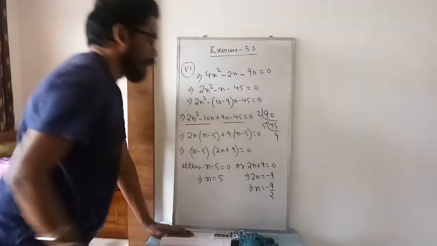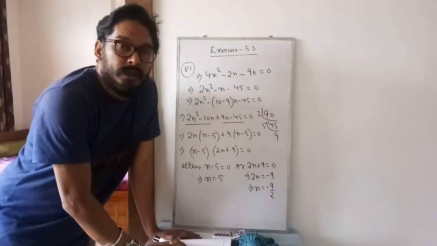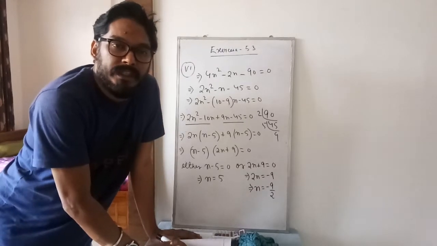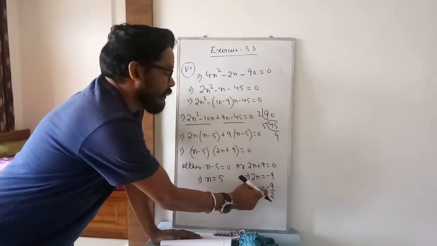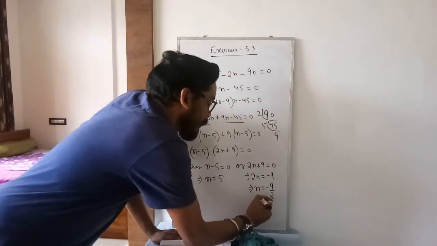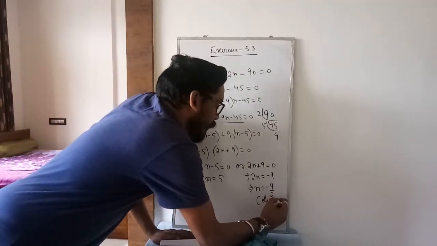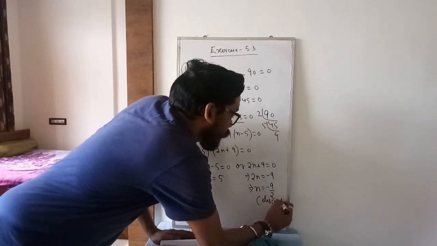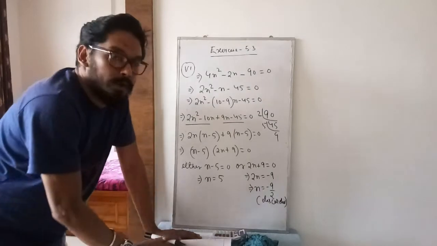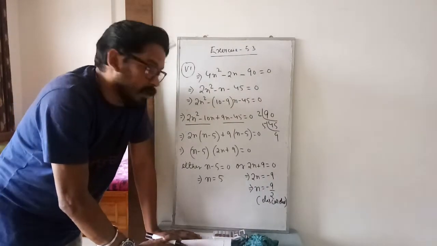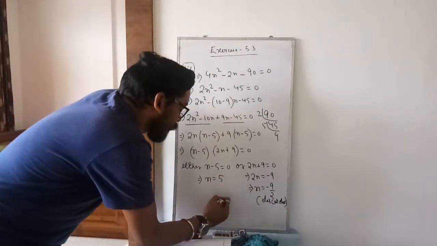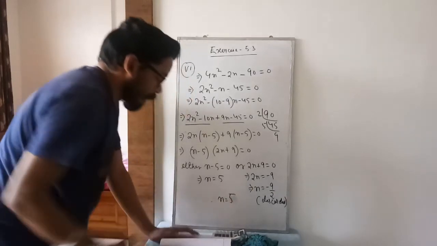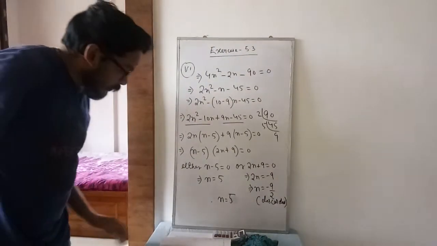Okay, if you remember, in exercise 5.2 I said the n value cannot be negative as well as a fraction. Here both are there, negative and fraction also. So it is discarded. You can use the word discarded, or you can also write not possible. So the n value cannot be negative or a fraction. So n value 5 is your acceptable value. Got n? So take the screenshot.